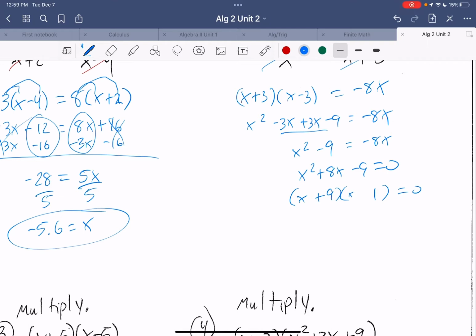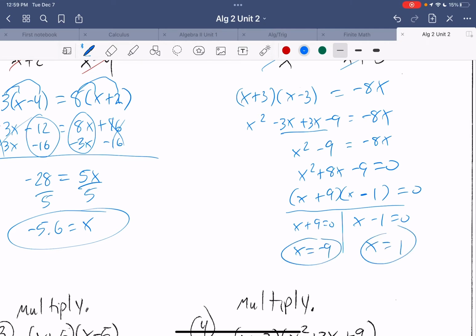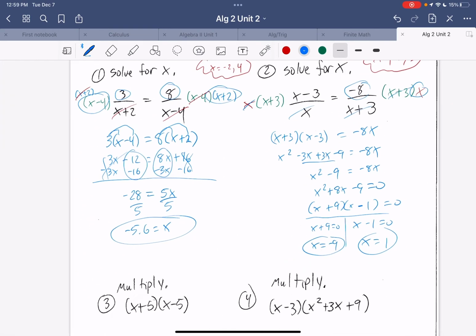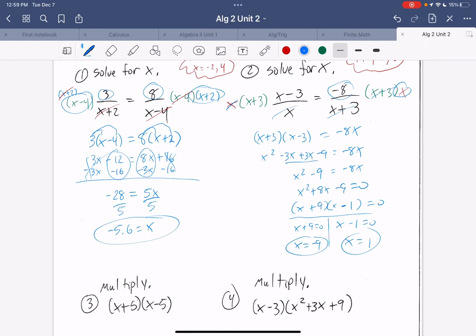9 and 1 subtracted from each other make 8, so this needs to be a negative 1 and a positive 9. That would make positive 8 in the middle. Then we do zero product property. Set each factor equal to 0, and you get x is negative 9, and x is equal to 1. So negative 9 and 1, and they're not in the puffy cloud, so those are the two solutions. All right, so there's the first two solving.